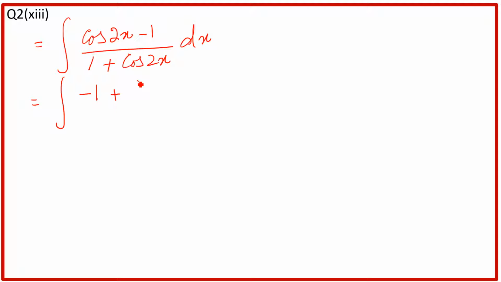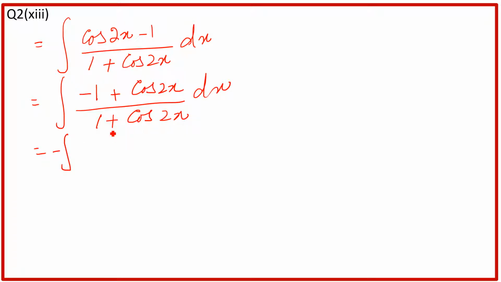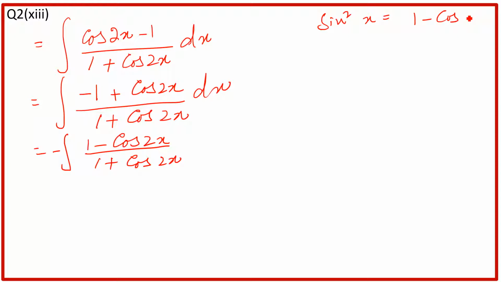Minus 1 plus cos 2x, we will write down in the numerator like this, while the denominator is the same. And then if we take minus common, it will be (1 minus cos 2x) divided by (1 plus cos 2x). Then you have to find out what 1 minus cos 2x is equal to. So here, sine square x is equal to (1 minus cos 2x) divided by 2.